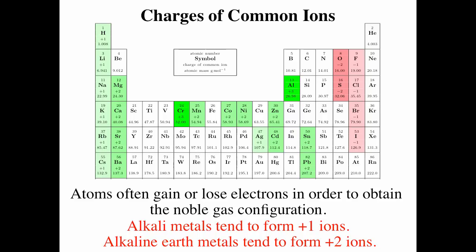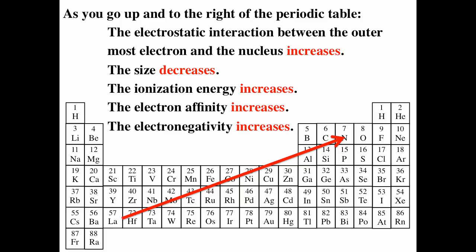form -1 ions. The chalcogens, oxygen, sulfur, if they gain 2 electrons, they get noble gas configuration, and that's typically why they form -2 ions. Aluminum typically forms a +3 ion to get noble gas configuration. And so we learned how the common ions are related to electron configurations and elements trying to get noble gas configurations. We also have learned the periodic trends, that as you go up and to the right in the periodic table, the strength of the electrostatic attraction between the outer electrons and the nucleus increases.